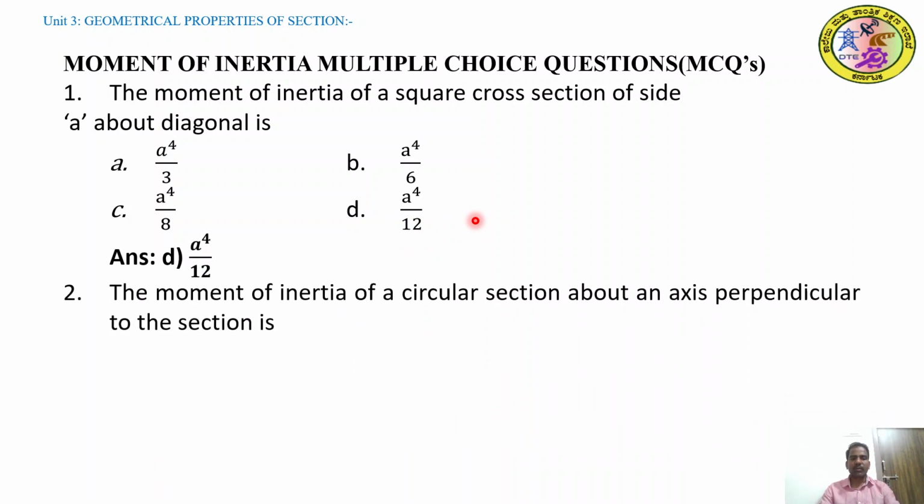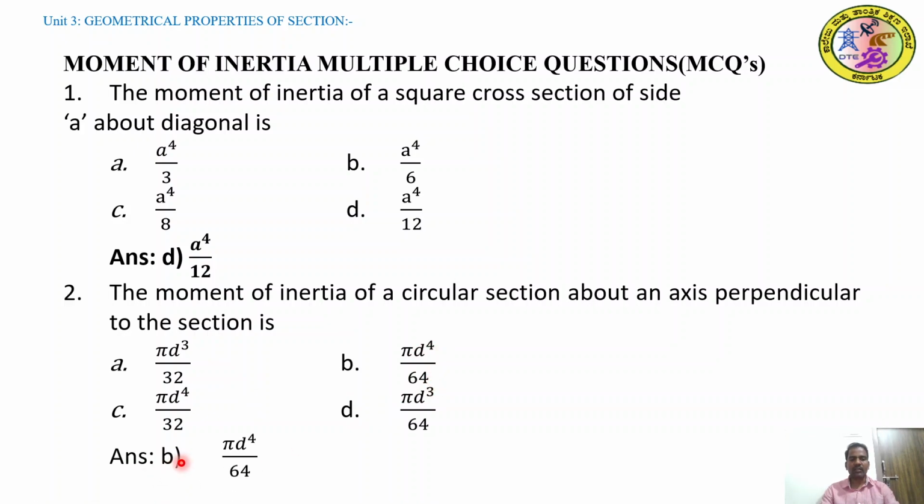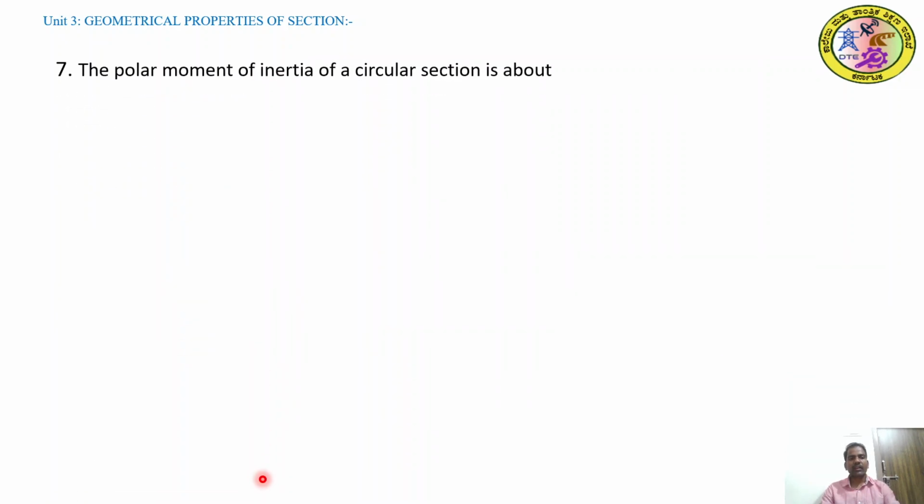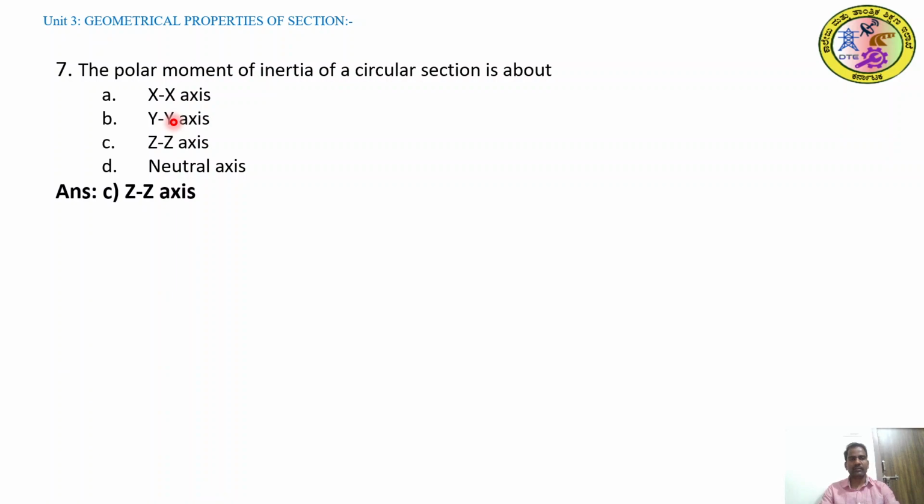In the second question, the moment of inertia of a circular section about an axis of the section is pi d cube by 32. For the circular section, it is actually pi d power 4 by 64. Therefore, the answer is B, pi d power 4 by 64. In the third multiple choice question, the polar moment of inertia of a circular section is about the x-axis, y axis, z axis, or neutral axis. It is the z axis.